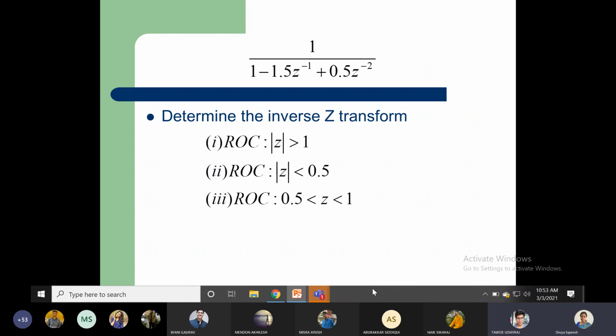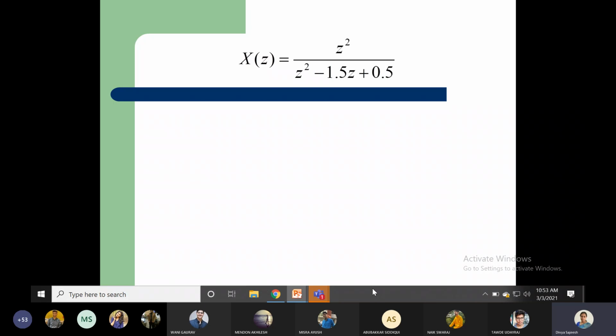Right-sided. Second case is a left-sided. Third case is a... What about the third case? Both sides. Yeah, both sides will be there, left side and the right side. So let us first find out the inverse Z transform, that is Z square upon Z square minus 1.5 Z plus 0.5. So x of Z by Z.